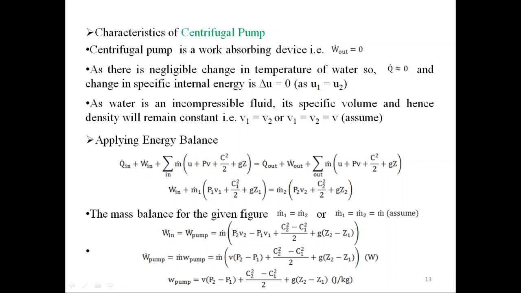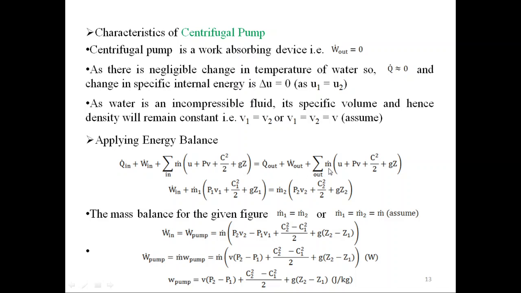Next is characteristic of centrifugal pump. Centrifugal pump is a work absorbing device, that is W dot out equal to 0. As there is negligible change in temperature of water, the rate of heat transfer equals 0, and the change in specific internal energy, that is delta u, equals 0, because there is no change in temperature. When there is no change in temperature, the change in energy will be equal to 0. As water is an incompressible fluid, its specific volume and density will remain constant, that is small v1 equal to small v2 equal to v.